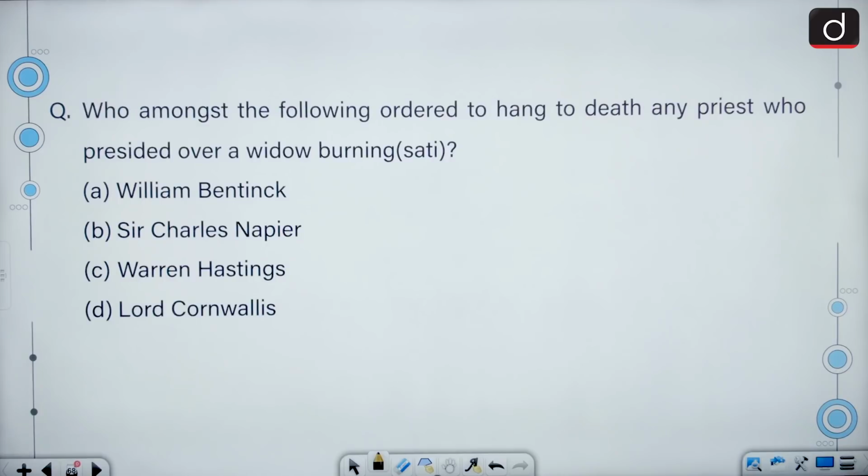Who amongst the following ordered to hang to death any priest who presided over a widow burning? William Bentinck, Sir Charles Napier, Warren Hastings, Lord Cornwallis. The correct answer is Sir Charles Napier.